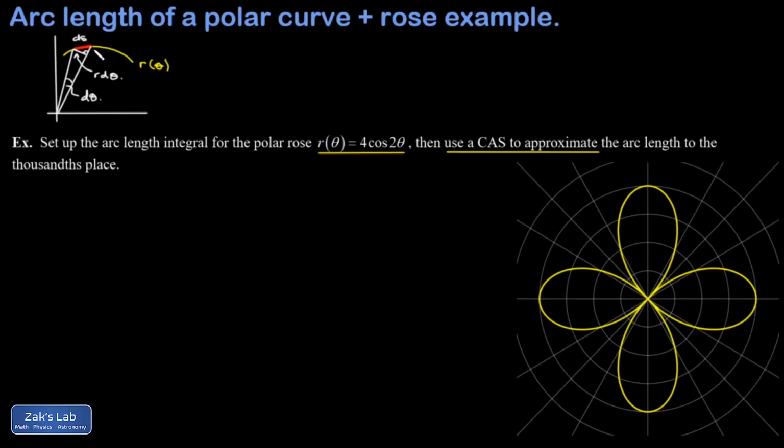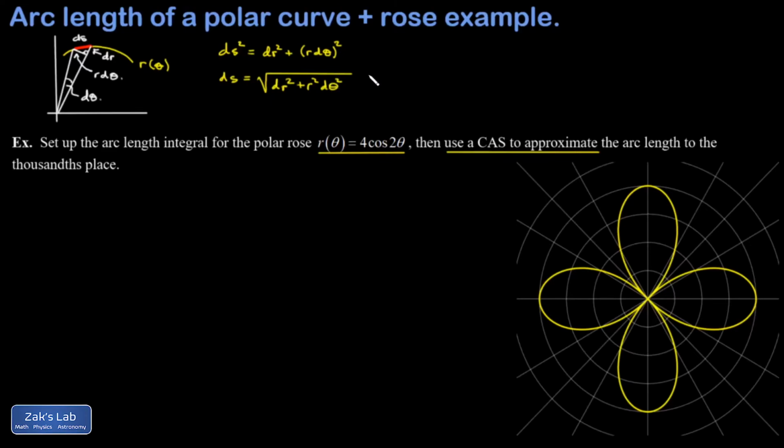What about the radial component? That's just a small change in r. So that's dr. So using the Pythagorean theorem, I find that ds squared is dr squared plus r d theta all squared. And I can square root both sides to get an expression for my infinitesimal arc contribution. And I'll go ahead and square the r d theta, and I get r squared d theta squared.